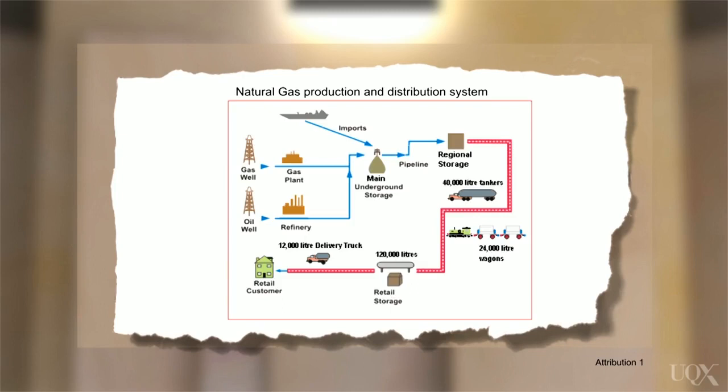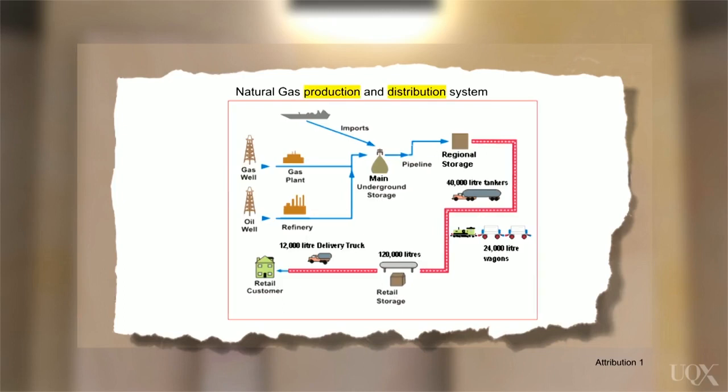So now, let's look at the flow chart. Can you see the title? The title helps us a little. We're told that this diagram illustrates natural gas production and distribution. But let's just see if we can get any more information from the visual.